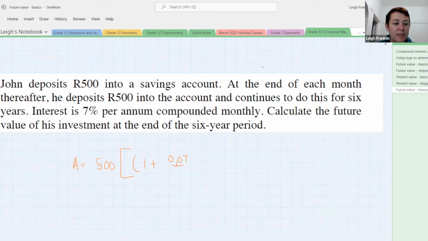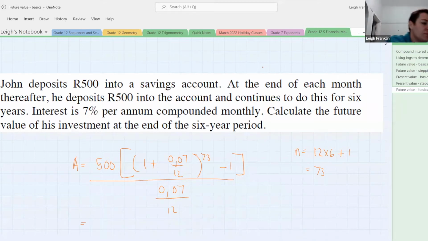Yeah, and just be careful with a 7% compounded monthly. Okay, so 0,07. All right, and now here again, we need to work out what n is. So he is investing monthly for a period of 6 years, and then there's that initial 500 Rand that goes in. So this would be 73 in this case. You can share your answer with us.